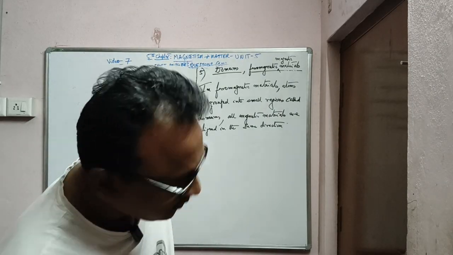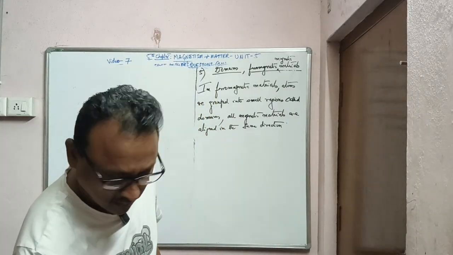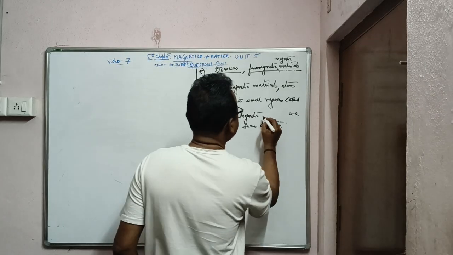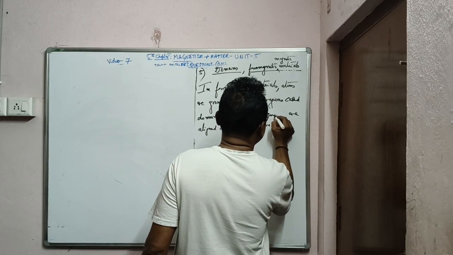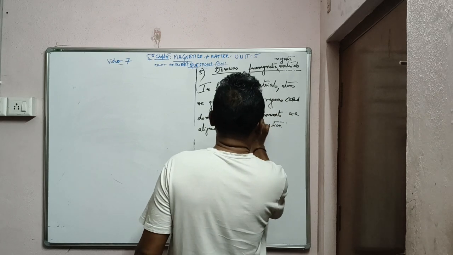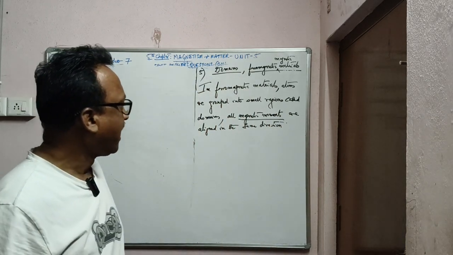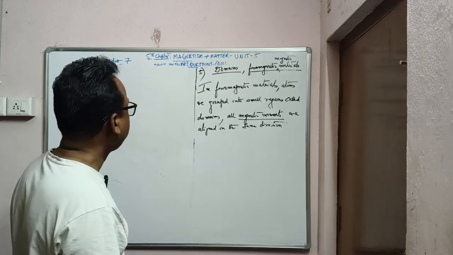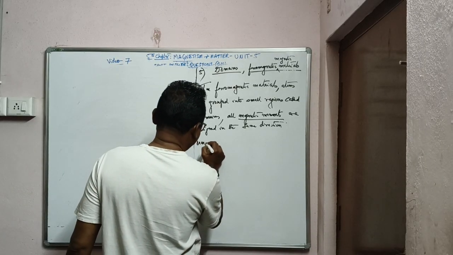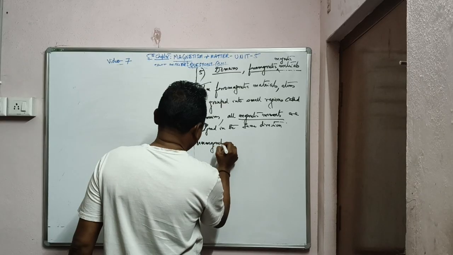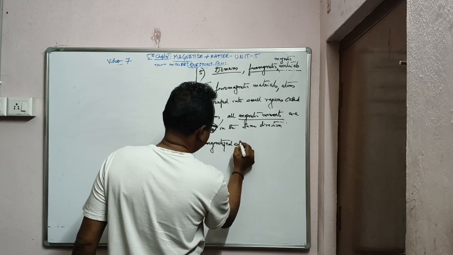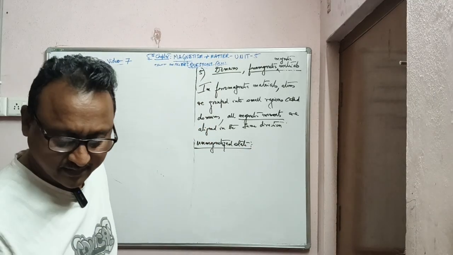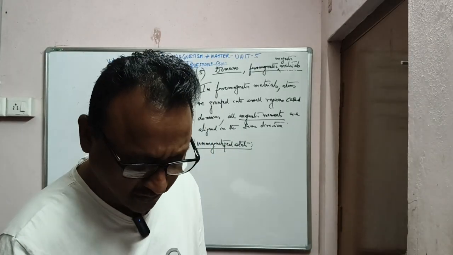Please note, not materials, all magnetic moments, that is the magnetic moments, are aligned in the same direction. Next, the unmagnetized state. Regarding the unmagnetized state, write it down. It's a theoretical point, you have to write it down.